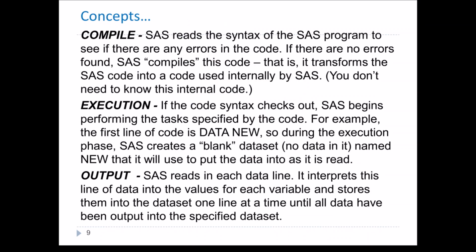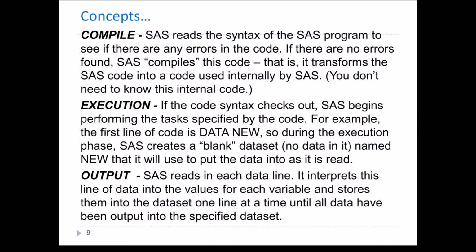So let's define a couple of these things. Compile means that SAS reads the syntax of your SAS program and looks to see if there's any errors. If there's no errors found, then SAS compiles the code. That is, it transforms the SAS code into the code internally used by SAS, and you don't need to know what that is. Then it goes to execution.